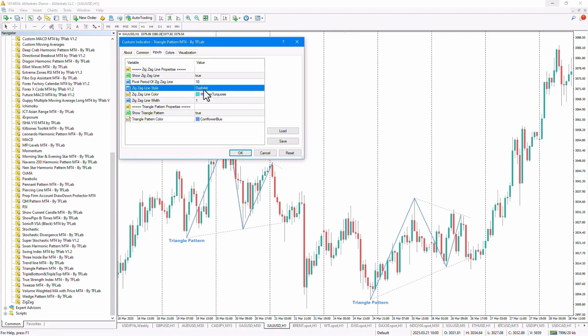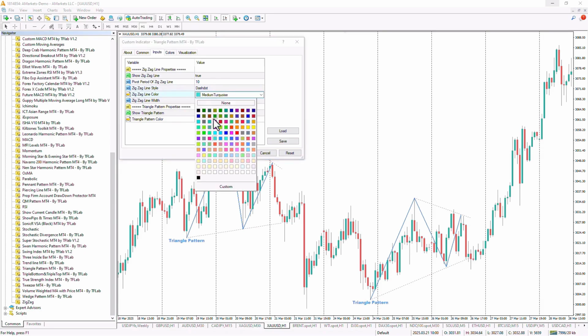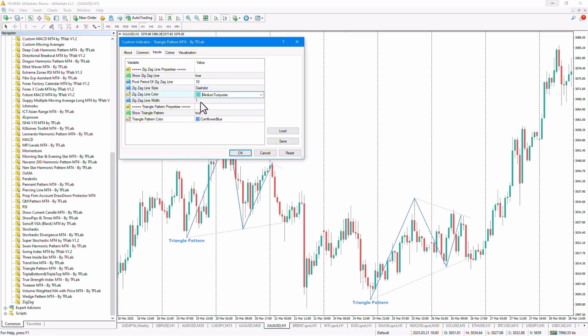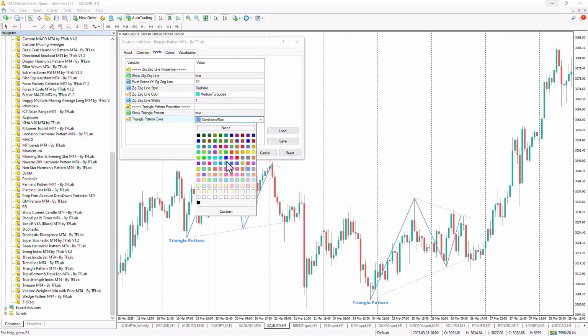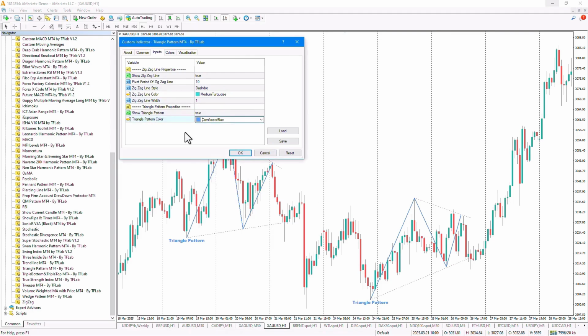In the next section, we can choose the style of the zigzag lines from among 5 options: solid, dash, dot, and dash, dot. In the next section, we can choose the color for drawing the zigzag lines, and in the last part, we can set the thickness of the zigzag lines to our desired size. In the final section, we can enable or disable the display of triangle patterns, and finally, we can change the color of these patterns to any color we like.